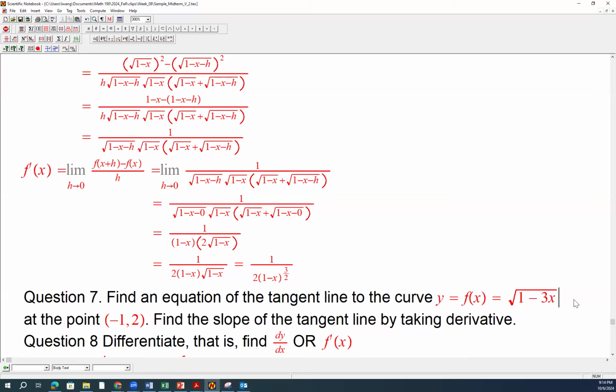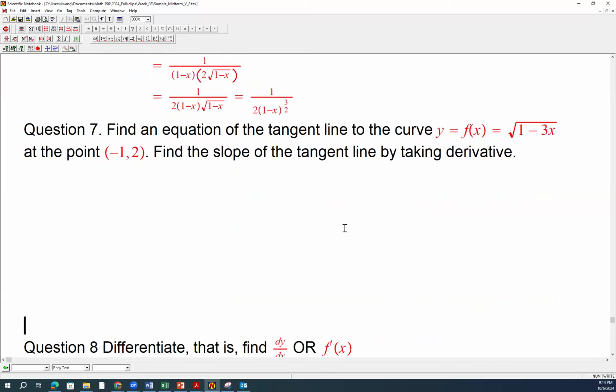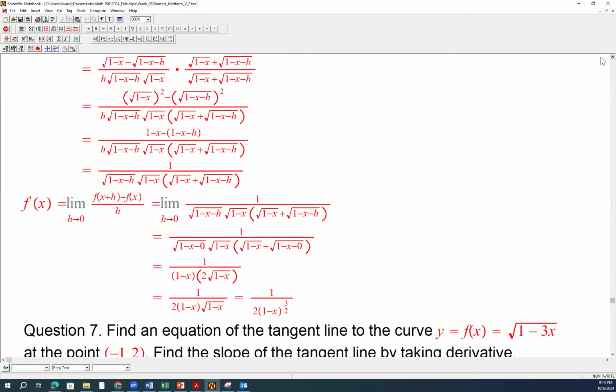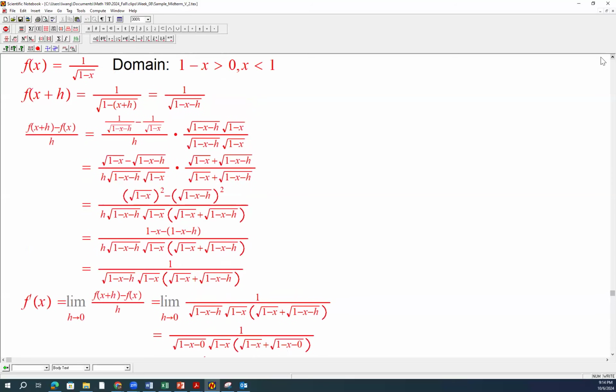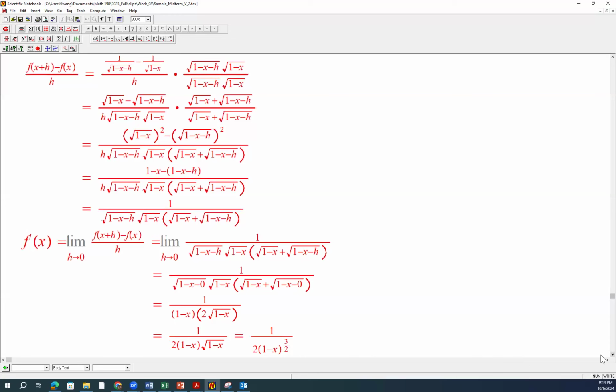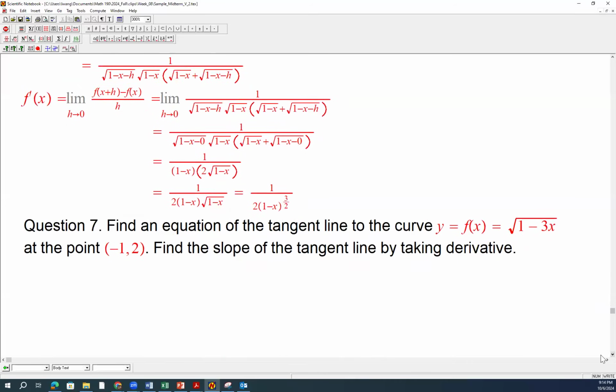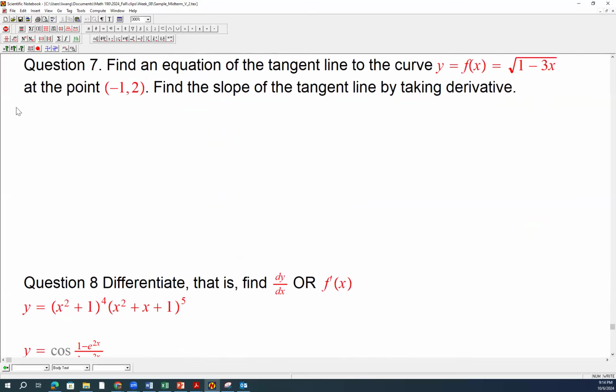And question number 7 here, to find the tangent line. Hold on, let me give you the whole of 6. The whole of 6 is here. All right. Number 7. To find the slope, we're going to do the derivative.